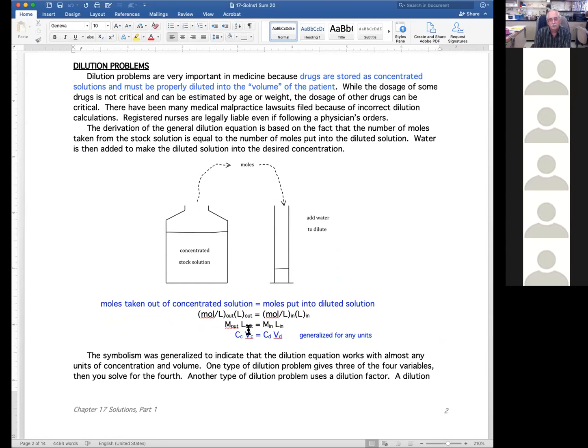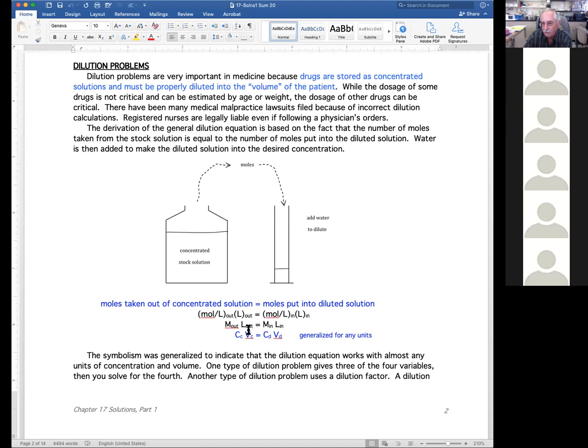So this next thing is dilution problems. And here's why it's important. And I really do not understand why textbooks just don't do it. It's crazy. How many doctors and nurses do we have taking chemistry courses in college? This is like crazy. They don't do dilution problems. But they're very important in medicine because drugs are stored as concentrated solutions. And then they have to be diluted into the volume of the patient.